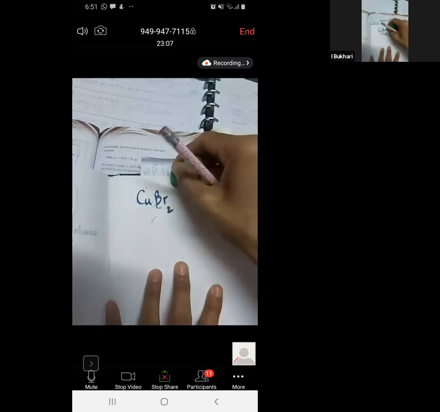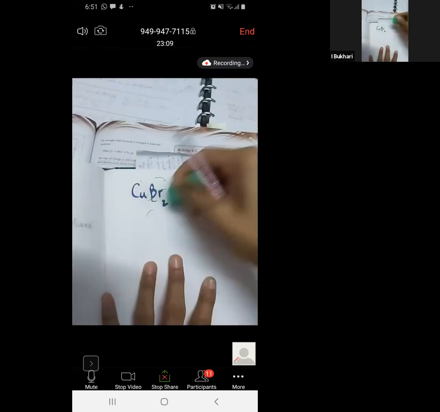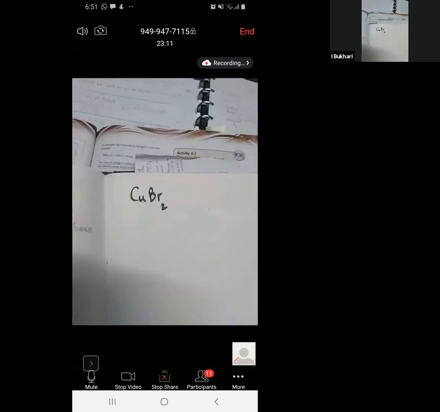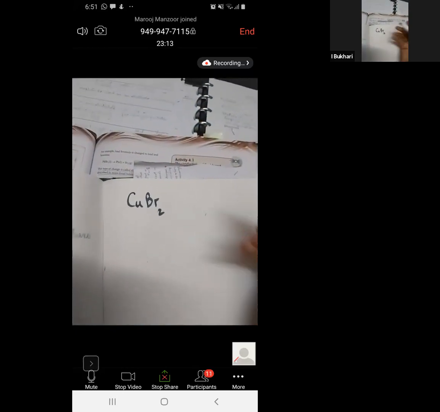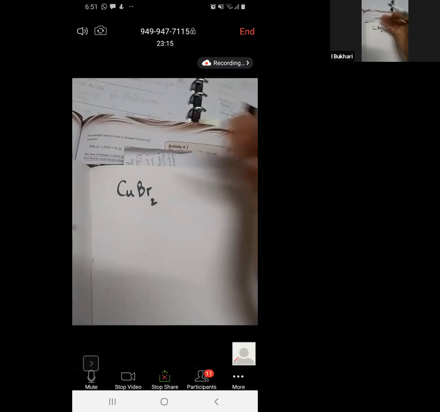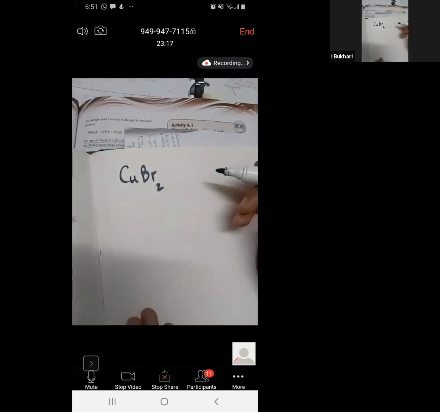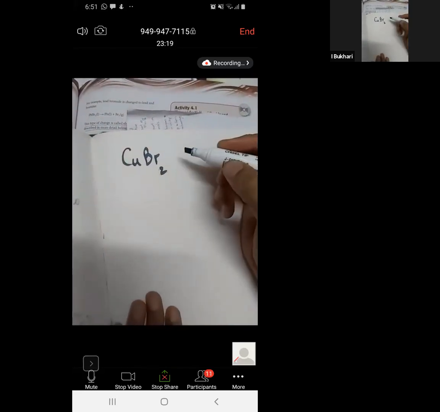I hope you guys by now know how to write formulae, right? You're in grade 8, so I expect that you know how to write formulae. If you do not know, then let me know. Then I can do a class on how to write formulae and how to balance equations.